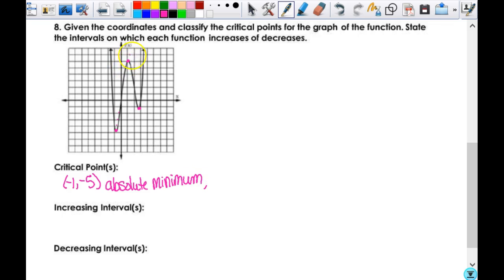Then I can move on to this point. This point is at 1, 6. That is a maximum, but there are y values that are higher than that. So this is a relative maximum.